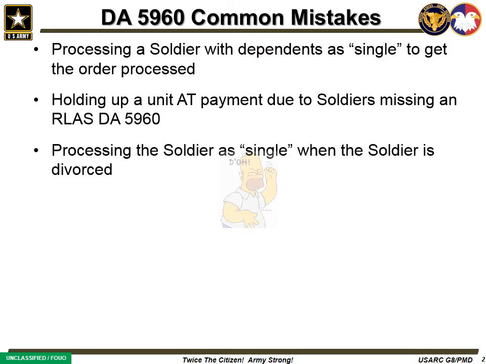Units must create a DA Form 5960 in RLAS for divorced soldiers showing them as divorced. This creates an accurate audit trail of the soldier's BAH entitlements. The correct procedure is to contact the soldier and explain that he or she will not receive pay until they provide their divorce documentation so you can create an accurate DA Form 5960.